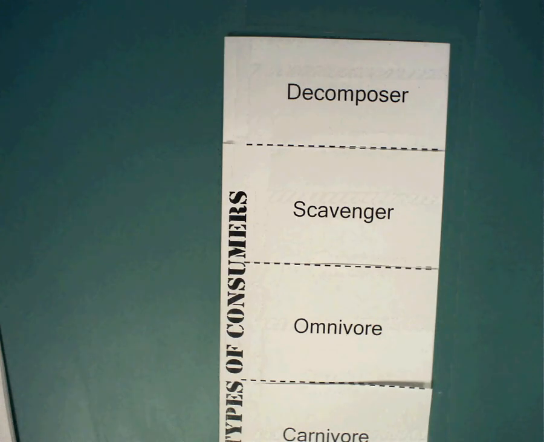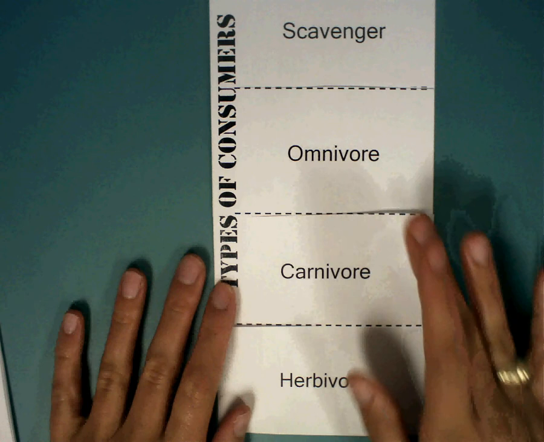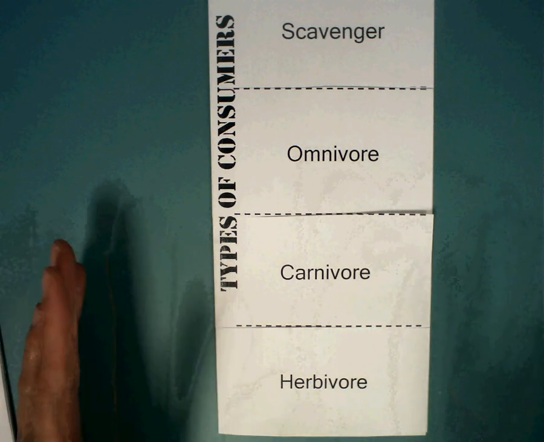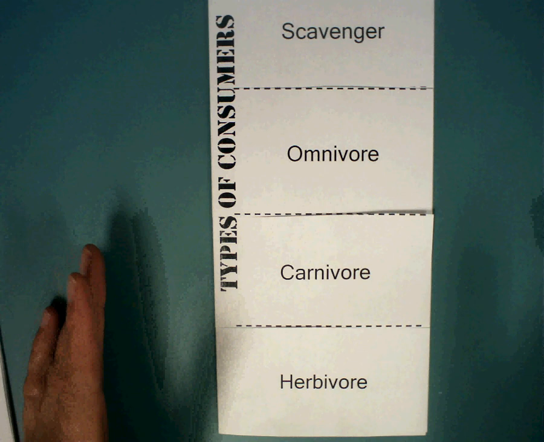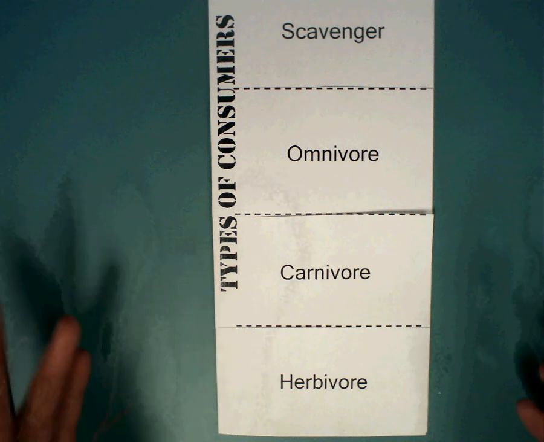Okay, so let's talk about what is a consumer real quick. What is a consumer? A consumer means that it's an organism that eats other plants and animals for energy. Okay? Energy is what animals need to survive, right? It's what they need to be able to do stuff. So let's talk about these three down here first. Omnivore, carnivore, herbivore, those talk about what kind of organisms that animal consumes for energy. To consume means to eat.